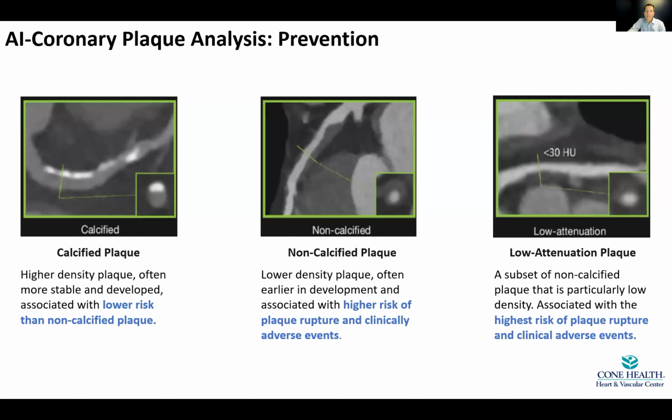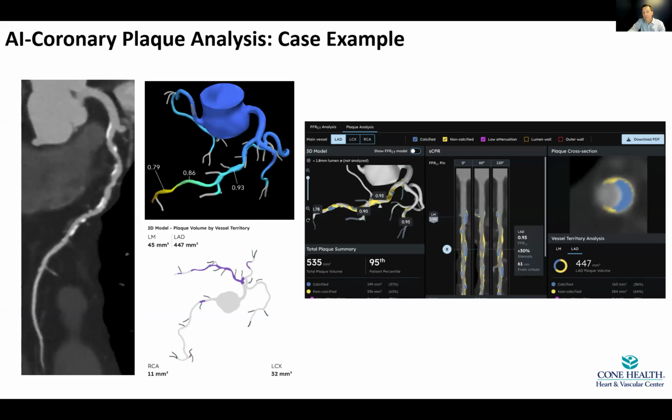We all know clinically that the calcified plaque tends to be stable and the non-calcified plaque can be unstable, or even the dreaded low attenuation plaque. But what you're able to do in a more high fidelity manner with these tools is determine how much plaque is there, as well as give an objective number to the amount of plaque volume that is present in the coronary tree. This is just a case example that we use at our site from HeartFlow.